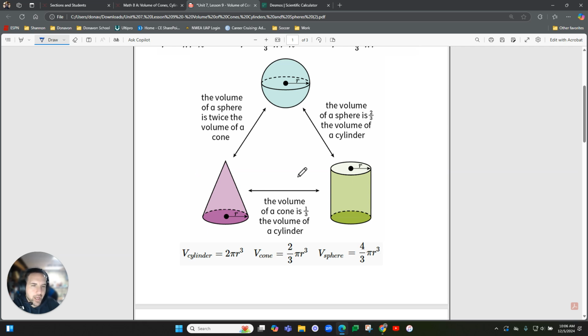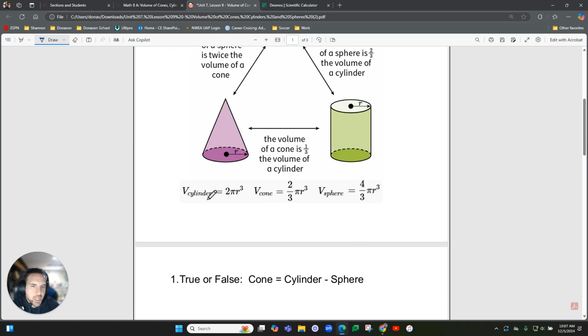This is a very, very specific circumstance. But if you have a circumstance where all the radiuses are the same, so the radius of a sphere is the same as the radius of the cone, which is the same as the radius of the cylinder, then also the heights have to be the same. So the height of the cylinder, the height of the cone, and the diameter of the sphere all have to be the same. Then this situation works.